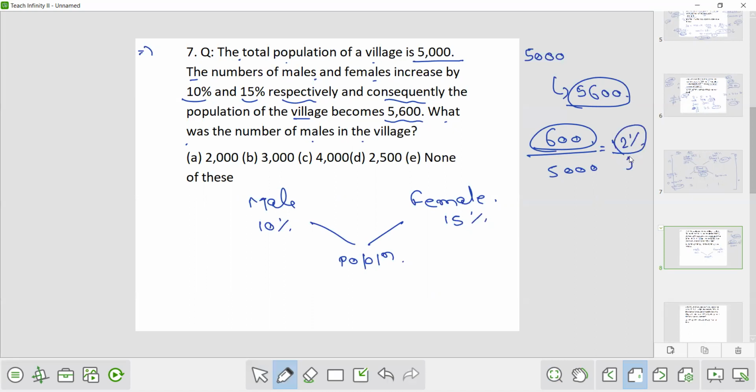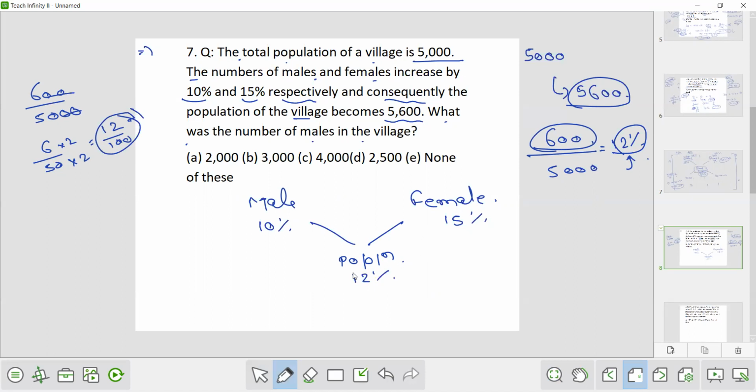How did I calculate this as 12%? So 600 upon 5,000 can be written as 6 by 50. So multiply by 2 on both sides, in the numerator as well as the denominator. So it will become 12 by 100. 12 by 100 is what? 12%. So we will write 12% over here.